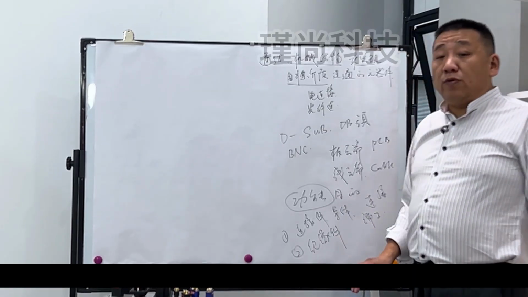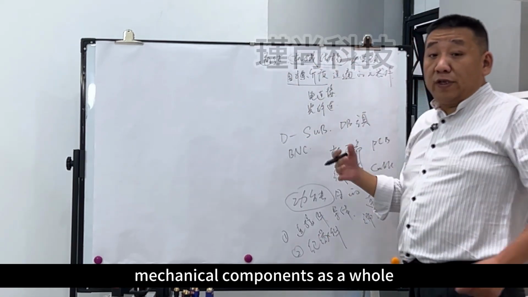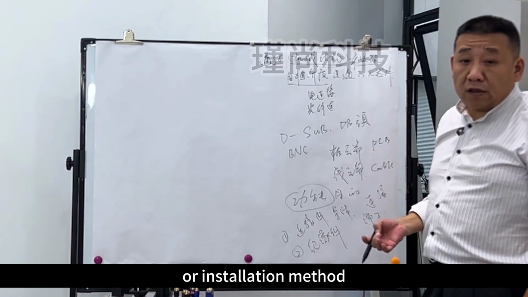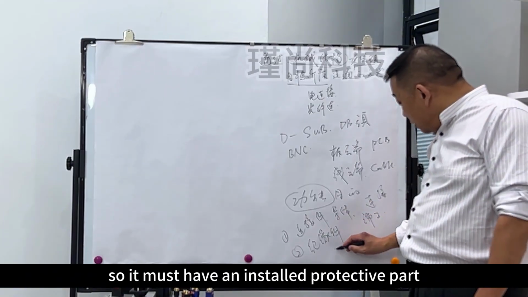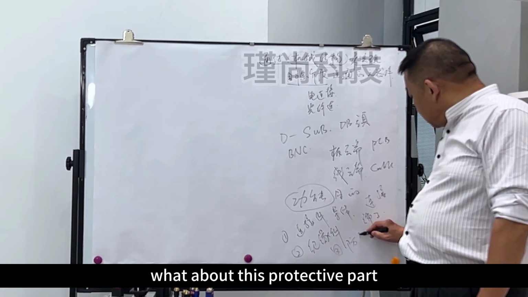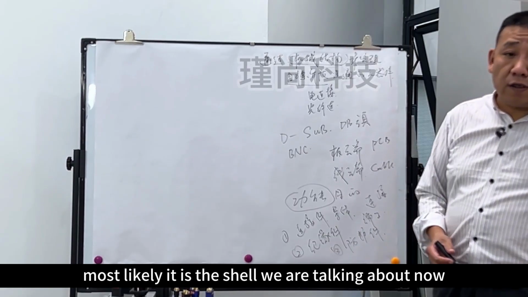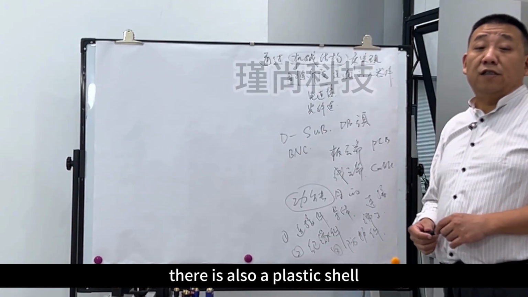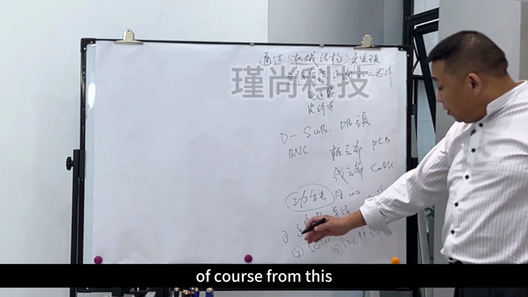What else? As a mechanical structure, mechanical components as a whole have to go through a fixed operation or installation method to fulfill their functional purpose. So it must have an installed protective part. What about this protective part? Most likely it is the shell we are talking about now. It has a metal shell, there is also a plastic shell, various shells.